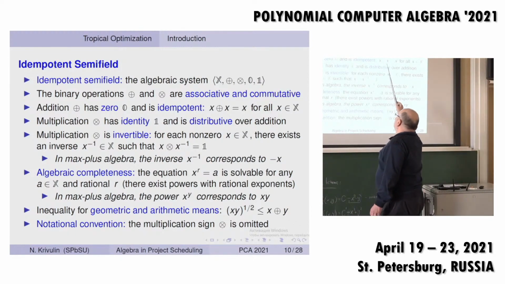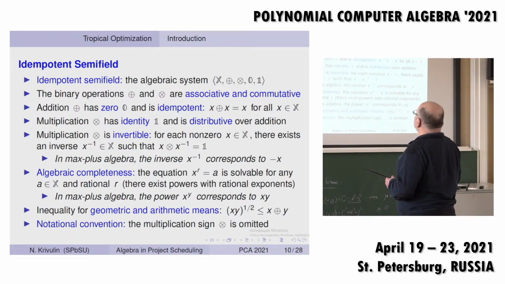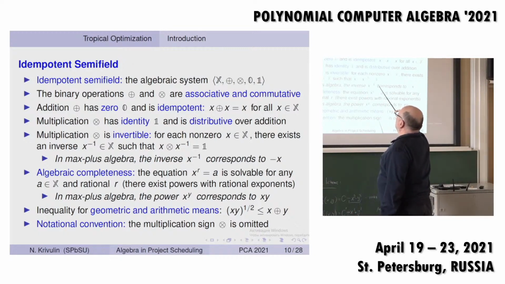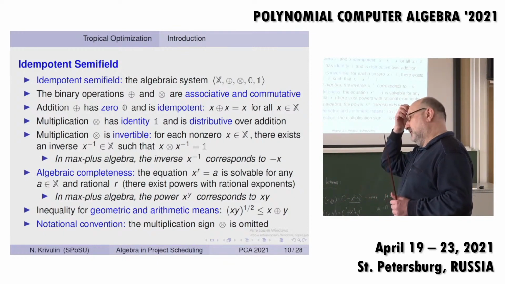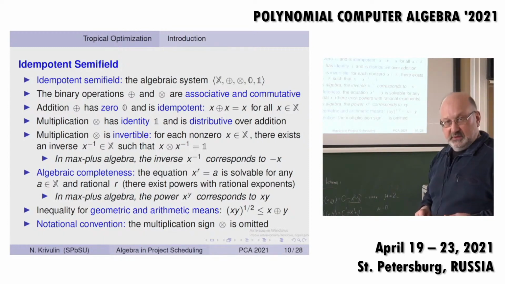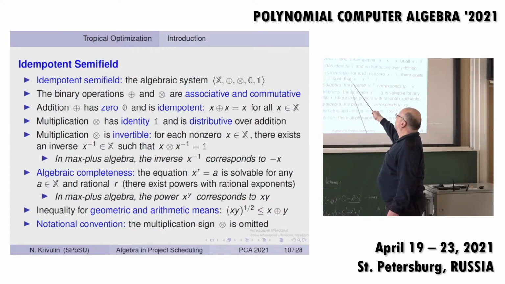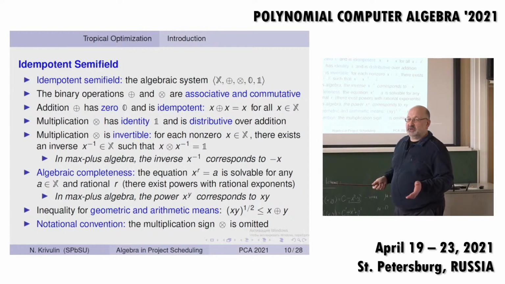This is a system with a carrier set X, with two operations called addition and multiplication, and with two neutral elements with respect to addition and multiplication. The main point is that the addition is idempotent, and the multiplication is invertible. The general theory of tropical mathematics deals with idempotent semirings, where multiplication is not necessarily invertible. But we consider just idempotent semifields. This term comes from the invertibility of multiplication. We also assume that rational powers are well defined in our algebra.